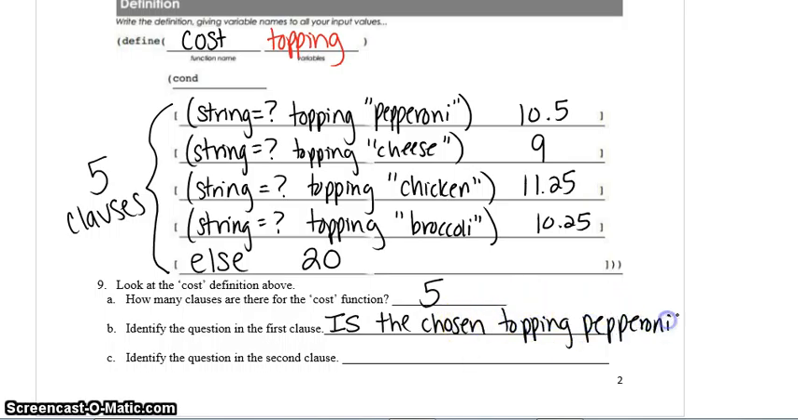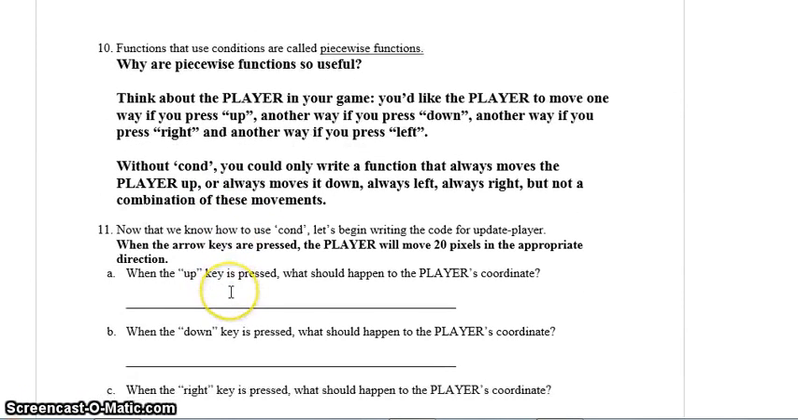If the answer is yes, the output will be 1050, but if the answer is no, it moves on to the second clause. Identify the question in the second clause. Is the chosen topping cheese? If yes, give 9 as the output. If no, move on to the next clause, and so on. So that's how a conditional works with clauses. Let's take a look at the next page.